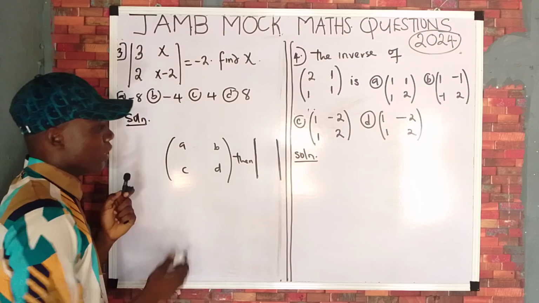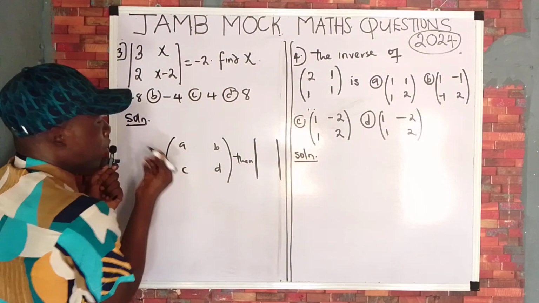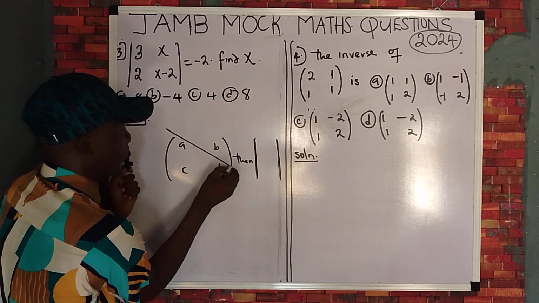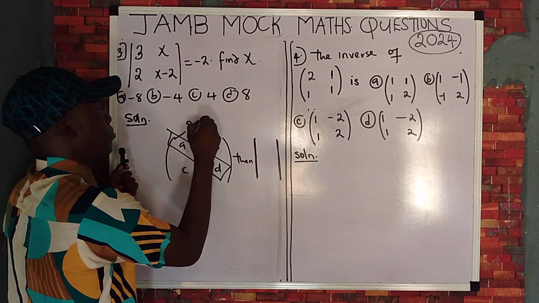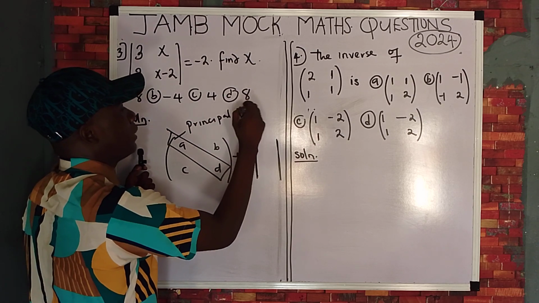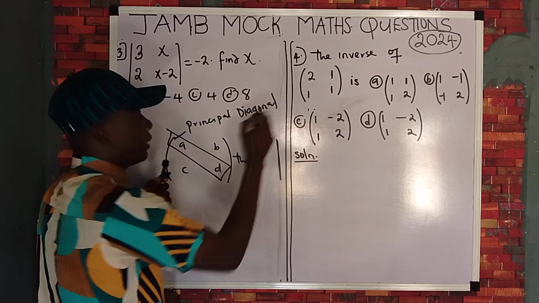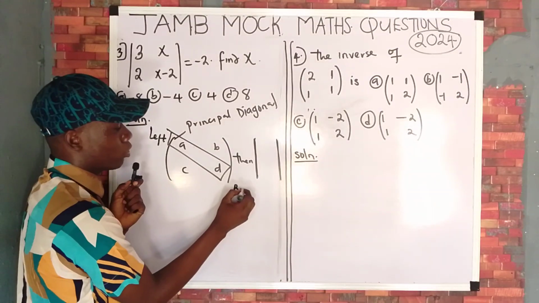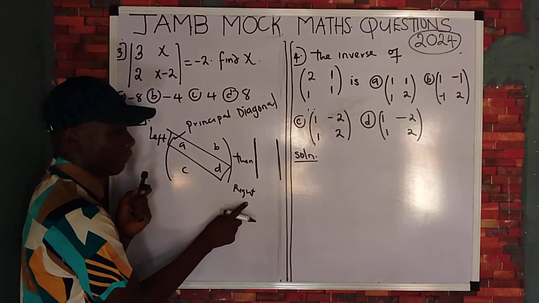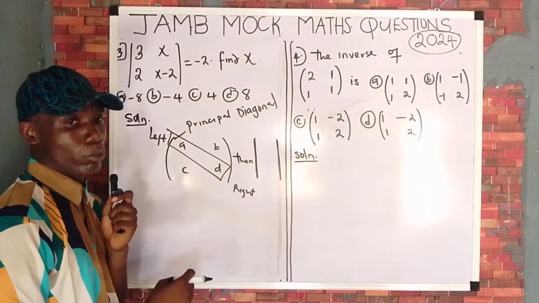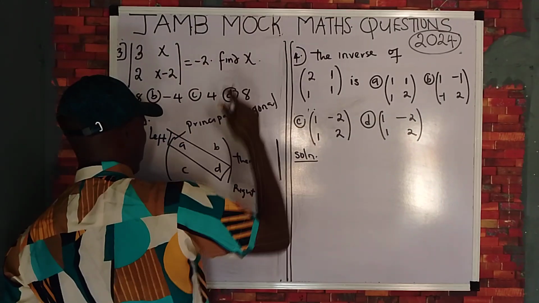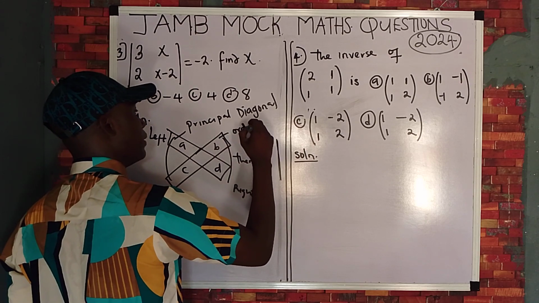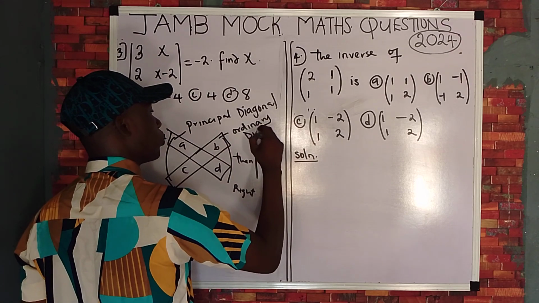Again, in a matrix, the diagonal that begins from the most left to the right bottom is called the principal diagonal. Principal diagonal. Get your pen and note this down. This is the top left and this is the right bottom. So from the top left to the right bottom is the principal diagonal. Then from the top right to the left bottom is the ordinary diagonal. This is your ordinary diagonal. Please take note of this.